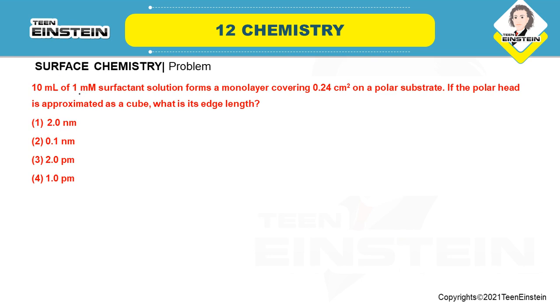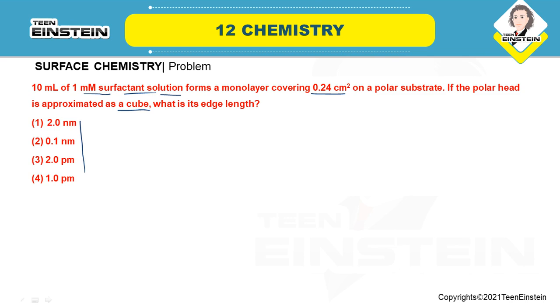10 ml of 1 millimolar surfactant solution. Millimolar, not 1 molar. It forms a monolayer which covers 0.24 centimeter square on a polar substrate. Not necessarily water, it may be any polar substrate. Now there is a polar head for the surfactant molecules. Normally we take the shape as spherical because it is a polar head. But in this case we will approximate it as if it is a cube. So what will be the edge length of that cube?